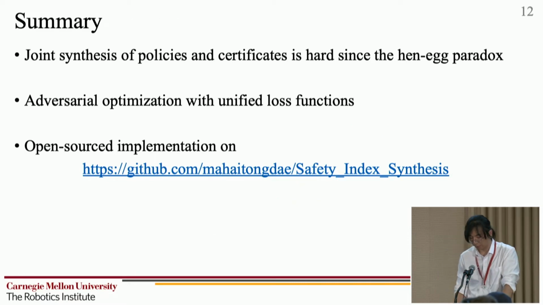And in summary, joint synthesis of a policy and the certificate is hard because this is actually a chicken-and-egg paradox. When we do not know a prior certificate or safe policies, we use the adversarial optimization with the unified loss functions to handle this paradox. Our open source implementation is on GitHub. Thank you for listening.